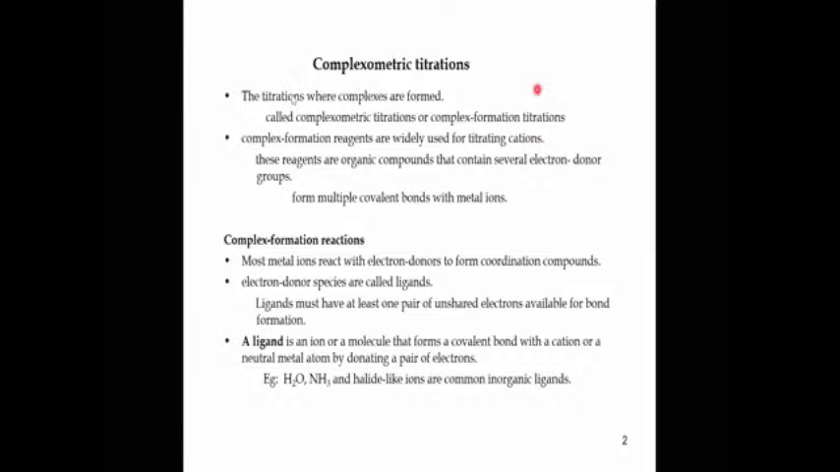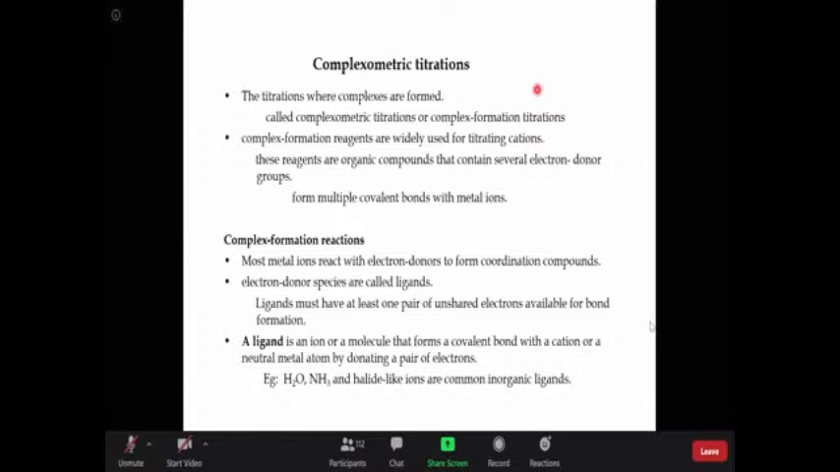Likewise, in any other titration methods so far we have studied, acid-base titration and precipitation titration. The name of the titration itself tells you what sort of reactions are taking place in the reaction, right? In the precipitation titration, the precipitation reactions are taking place. Likewise, in acid-base neutralization titration, the reaction happening is a neutralization reaction. Here, the titration is where the complexes are formed.